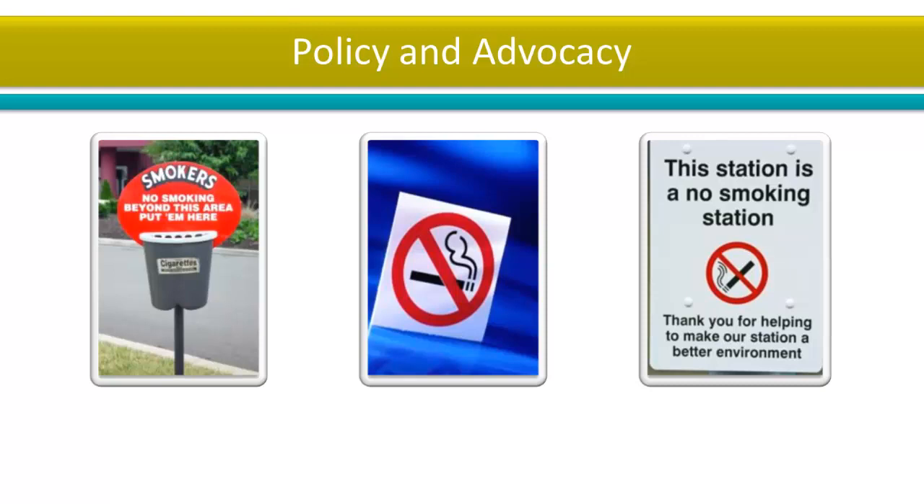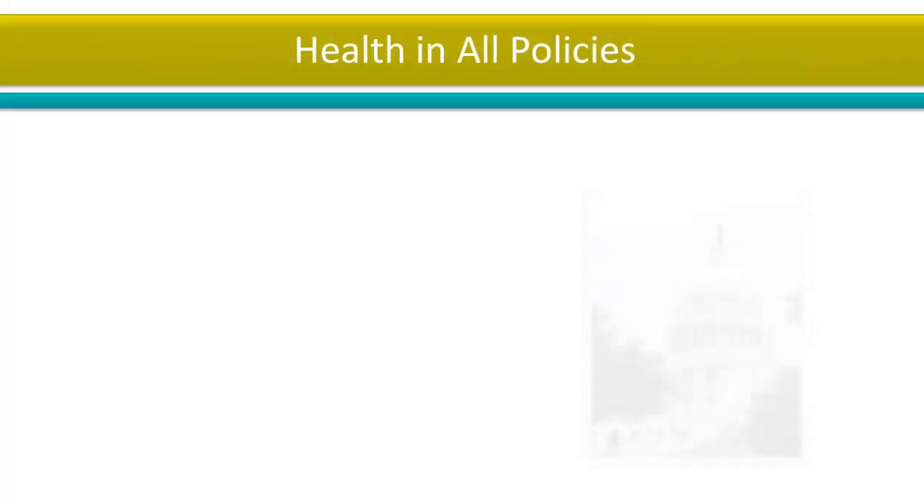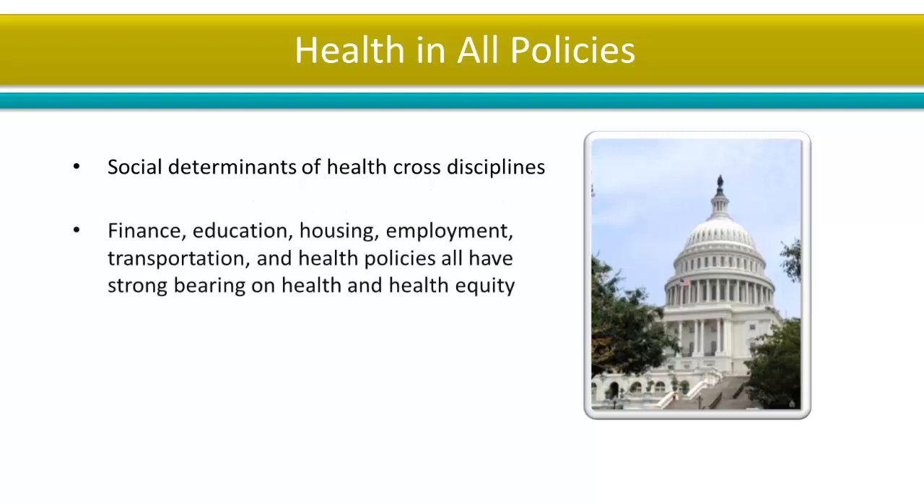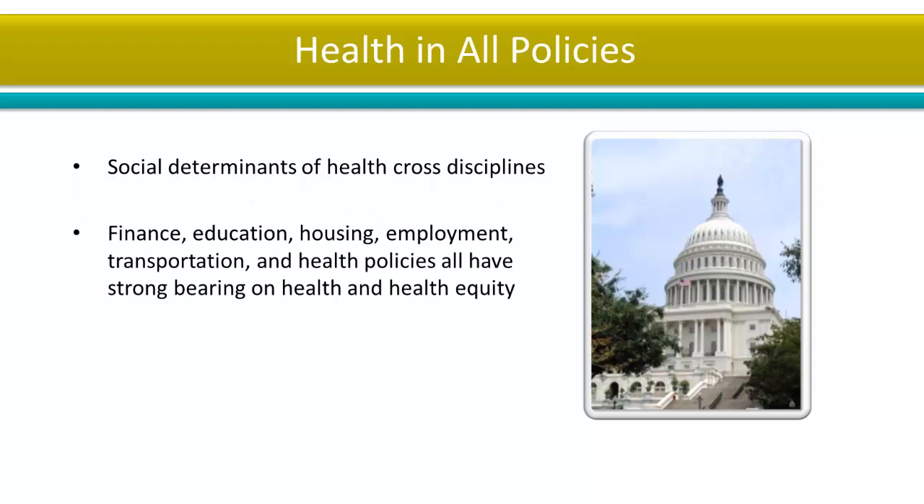The concept of health in all policies introduces another way that boards of health may support strategic policy and advocacy efforts. Consider the social determinants of health. Many health outcomes are affected by structural, social, and environmental factors that cross disciplines. This means that every aspect of government and the economy has the potential to affect health and health equity: finance, education, housing, employment, transportation, and health.